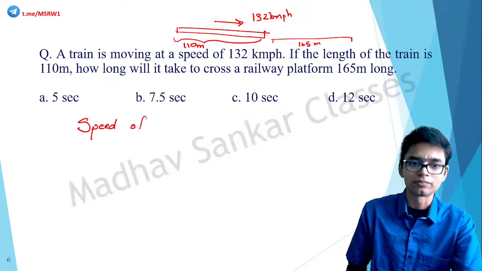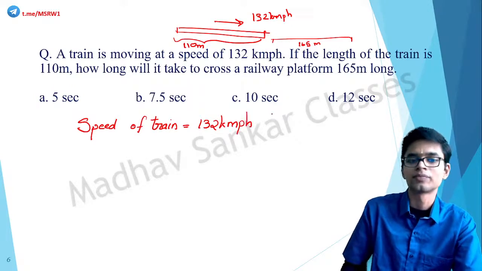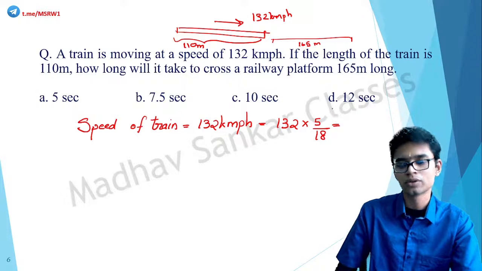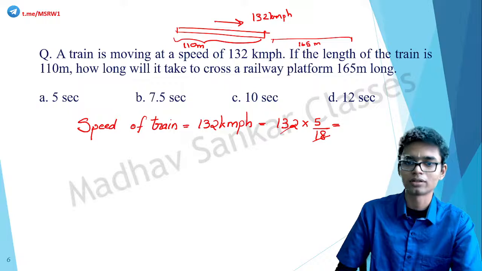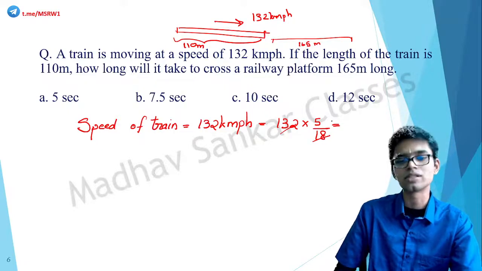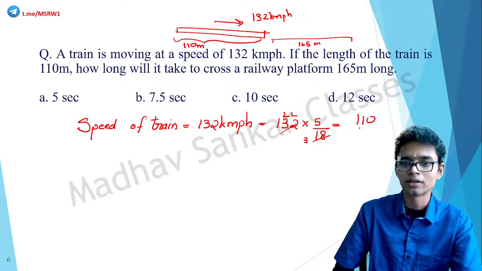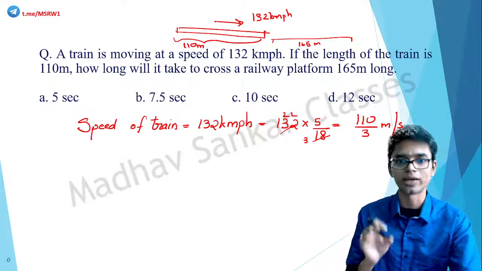Speed of train is equal to 132 kilometers per hour. This is equal to 132 into 5 by 18 is equal to, let's cancel this with 6. So it is 3, this is 2 and 2. This is 110 divided by 3 meters per second. Okay, so we brought the speed into the unit which we require.